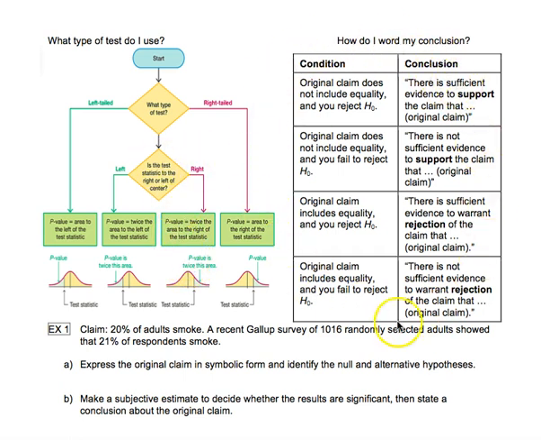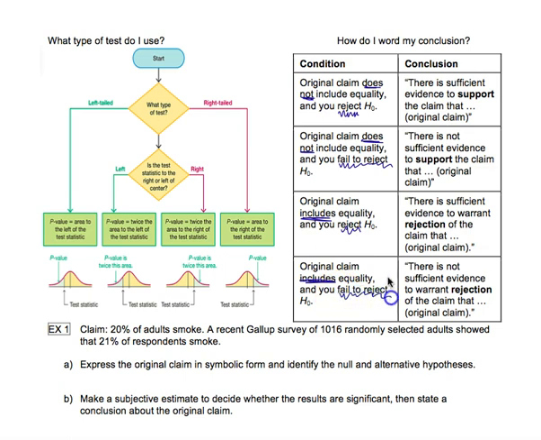This very last thing is how we word our conclusion. So how we word the conclusion is based upon whether the original claim does or does not include equality. So notice these first two, it says does not, and the second one includes. So that's the first thing, is that you look at the original claim. Does it have an equal sign, or does it have one of the other symbols? Once you determine that, then the other part is based upon whether you reject or fail to reject.